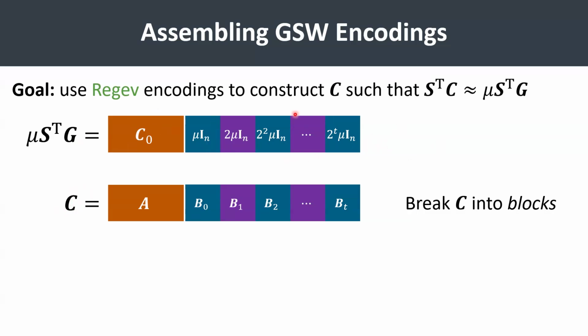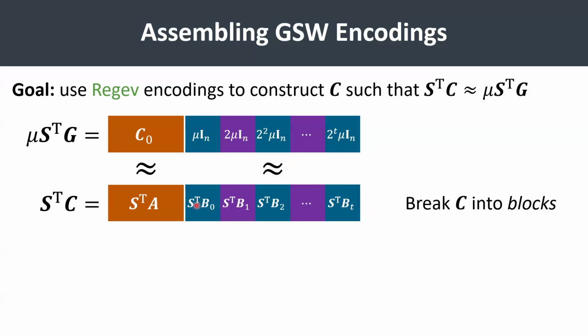So let's first write down S times C. S times C will look something like this. S times A and then S times B and so on. The first observation is that if you look at what's going on with these blue and purple blocks, it's saying that I want to find a B0 such that when I multiply by the secret, I get the message, mu. I want to find a matrix B1 such that when I multiply by the secret, I get 2 times the message, 4 times the message, and so on.